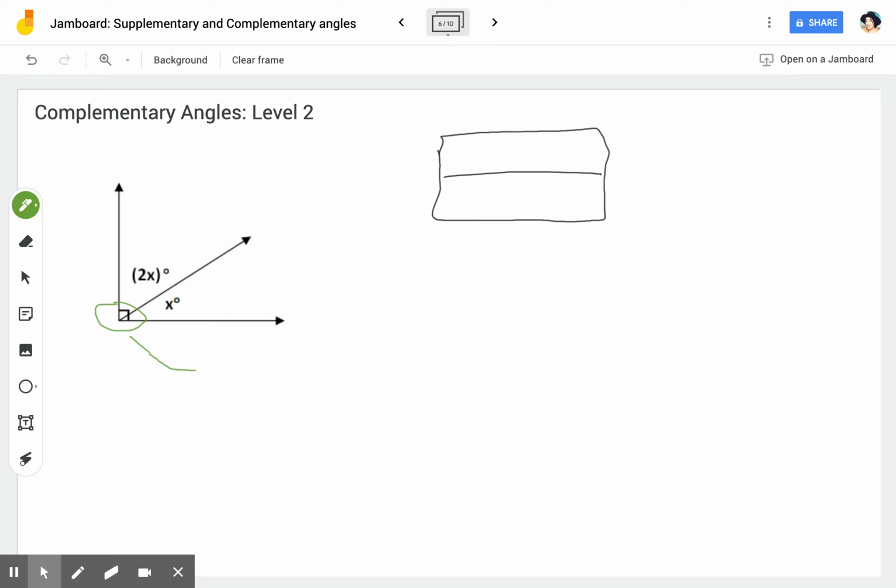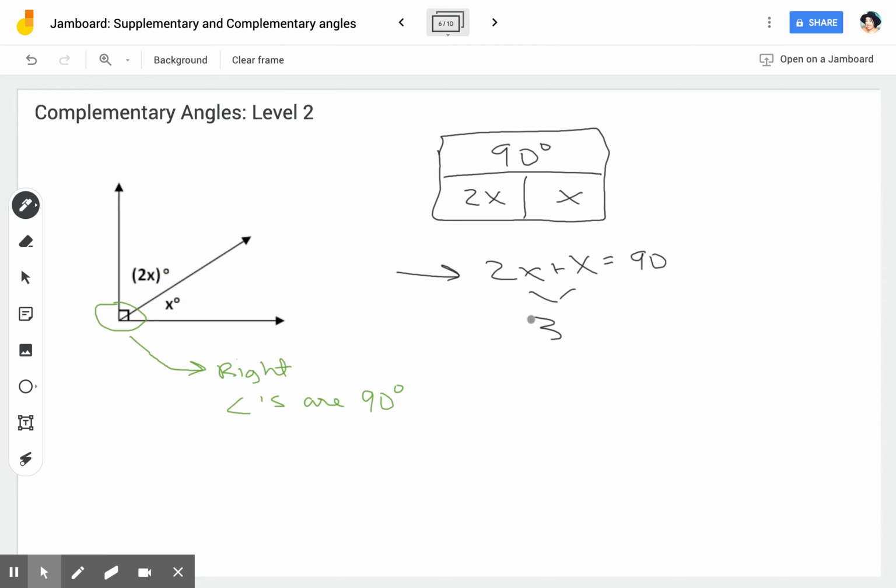Remember that complementary angles add up to 90, and that if you have a box, we know that right angles are equal to 90 degrees. So that is how we can tell when something is complementary. And so I will have the 90 on the top over here, and these two parts will just be 2x and x. The algebra helps us figure out what that x is. And so when I do that, I have 3x is equal to 90 when I divide both sides by 3.